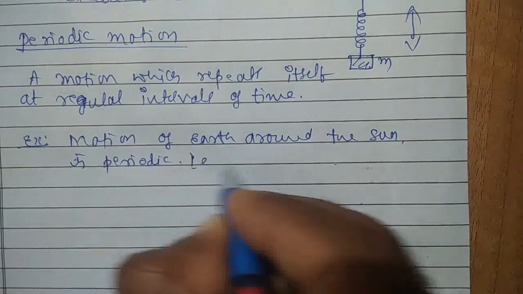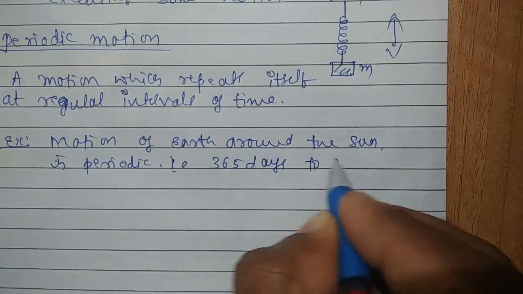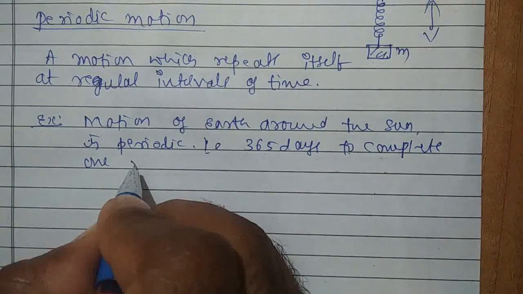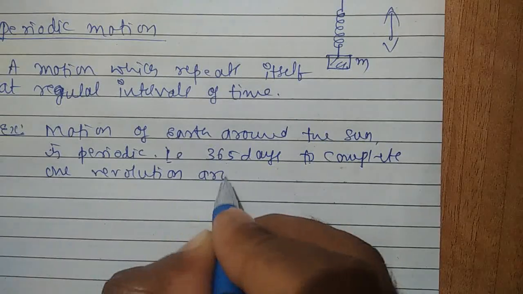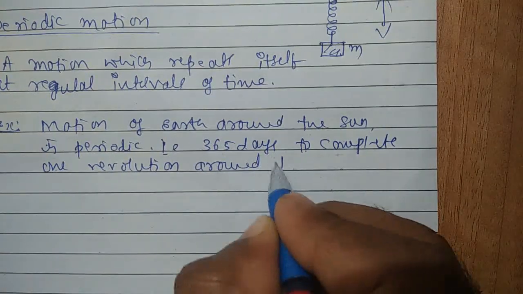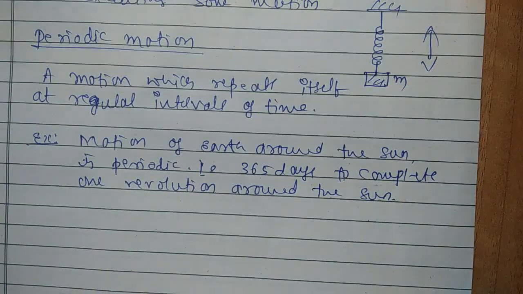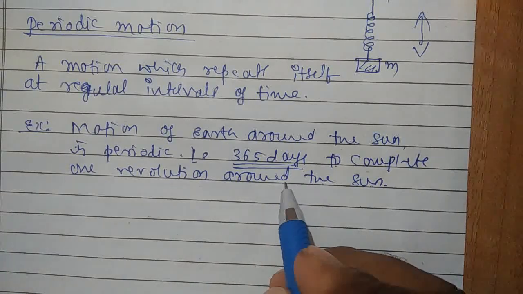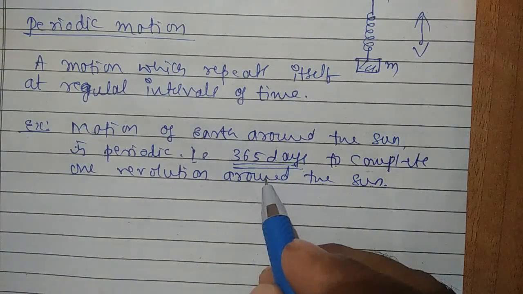That is, it takes 365 days to complete one revolution around the sun. Okay. So this is an example for periodic motion. Why? Because after this 365 days, again the earth starts to revolve around the sun. Okay. So therefore it is periodic.